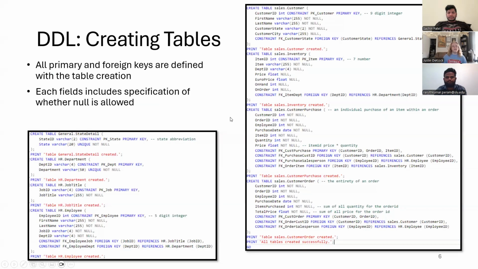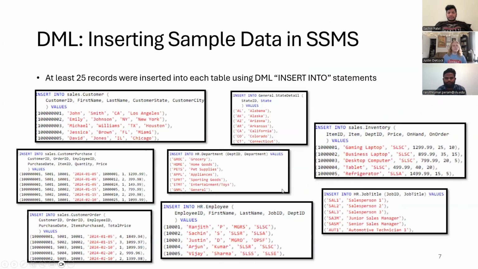Okay, moving on with DDL. So this is the creation of our tables. A couple of things to note: all of our primary and foreign keys are explicitly defined using constraints, and each key or each field includes the specification of whether or not that field can be null.